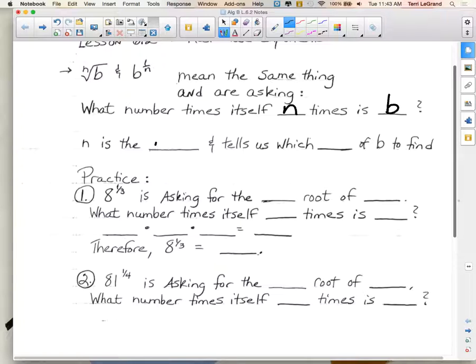n is what we call the index and tells us which root of b to find. Now, these are all terms that you need to make sure you get a grasp on. When they ask you for the root of something, they're really asking you for the index of something. They're asking what number times itself that many times will get you back to the base.